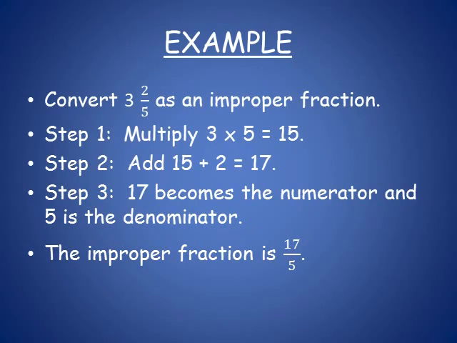And then finally, step 3, 17, that's the number we got in step 2, becomes the numerator, and 5 becomes the denominator. So putting these together, we get the improper fraction for 3 2/5 is 17/5. So notice that the numerator is greater than the denominator. So that's why it's an improper fraction.